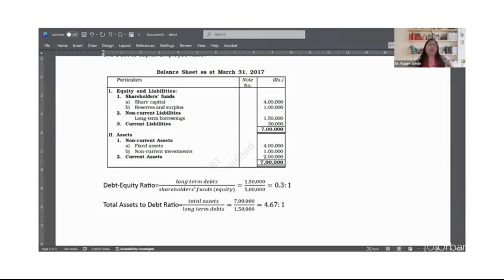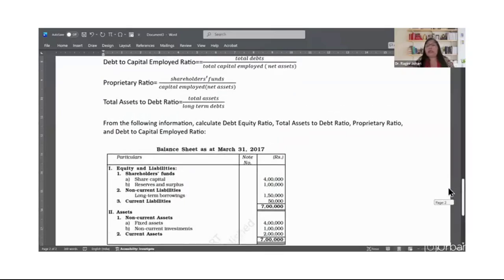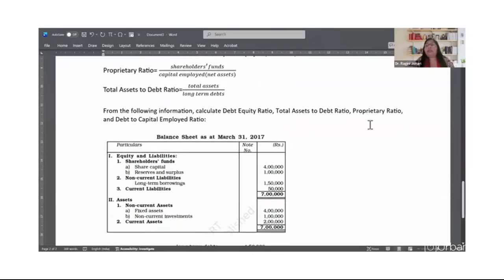4.67 is to 1. So from this ratio, it can be easily made out that the value of total assets is such that the long-term debts can be serviced very easily. Okay, now let's talk about the next ratio, the proprietary ratio. Let us take the formula of the proprietary ratio also.